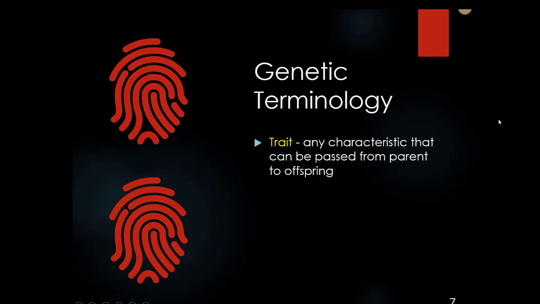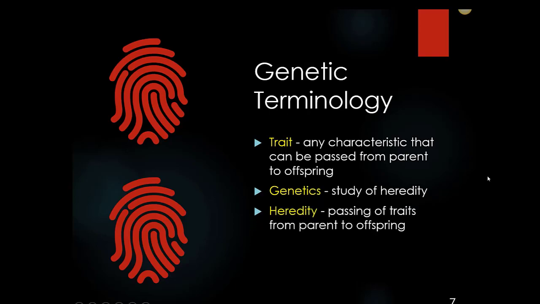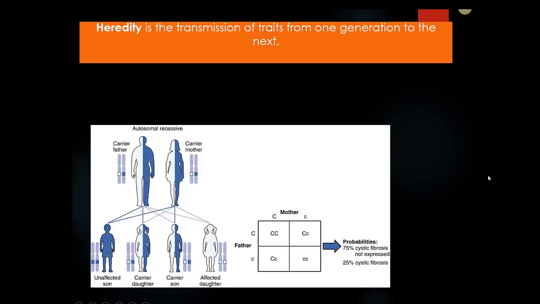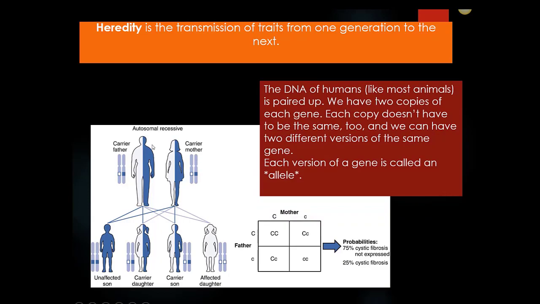In terms of genetic terminology, we need to understand that a trait is a characteristic that can be passed from one parent to another, and genetics is the study of heredity, and heredity is the passing down of traits from parent to offspring. So it's the passing down from the dad and the mom to the various boys and girls, their children, of various characteristics that get passed on from generation to generation.